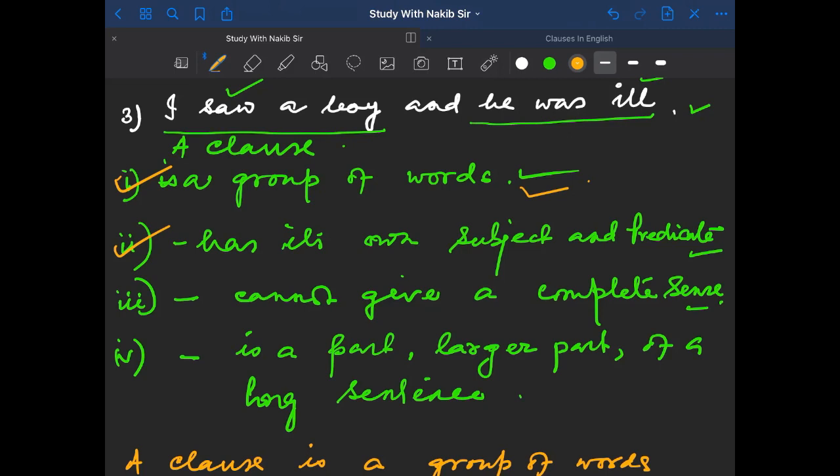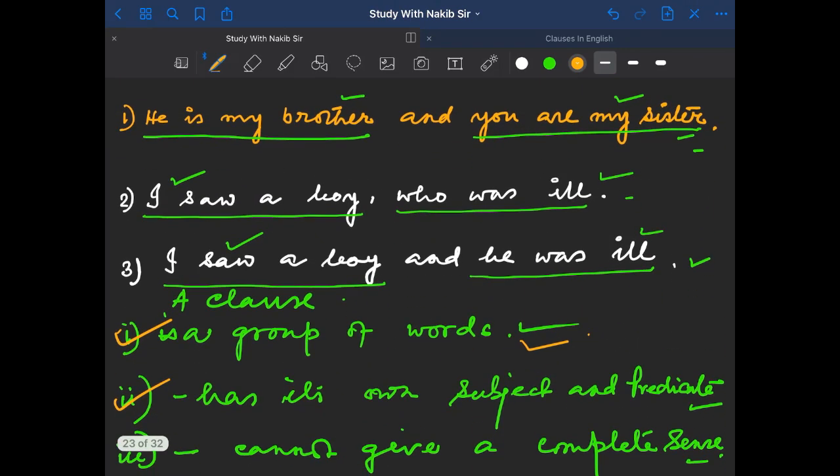This is the difference. A clause cannot give a complete sense because it is a part of a long sentence. How can a part give a complete sense? It is not possible. Put simply, when small sentences are joined into a long sentence, those small sentences are called clauses.